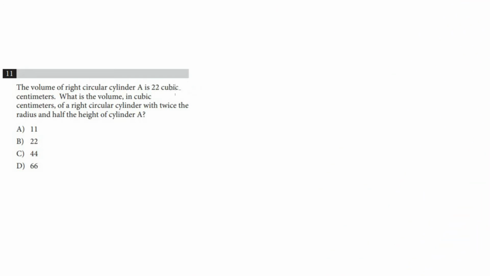For this problem, given that the volume of this cylinder is 22 cubic centimeters, that means V equals 22. We know the formula for the volume of a cylinder is V equals pi r squared h, so this equals 22. Now we have to find a new volume when the radius is doubled.